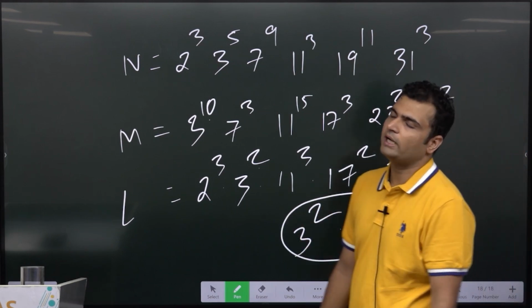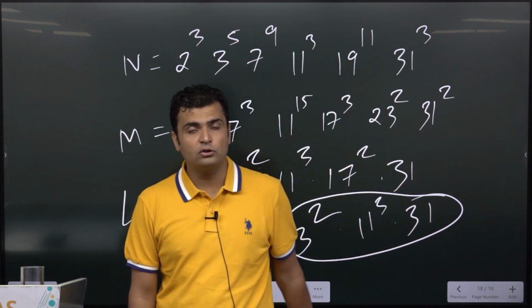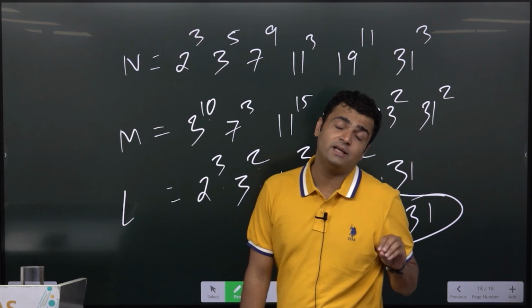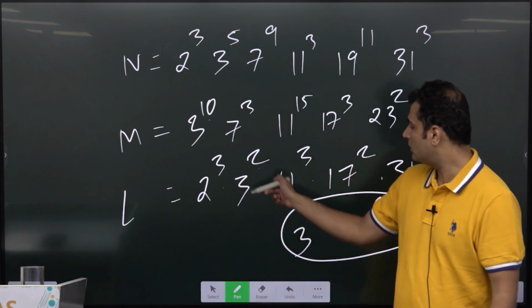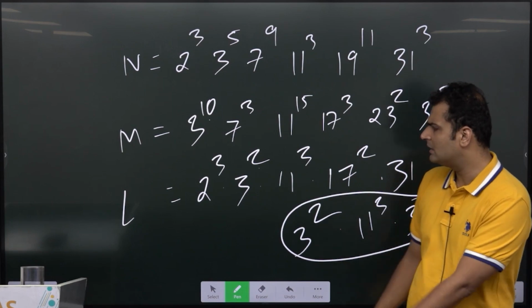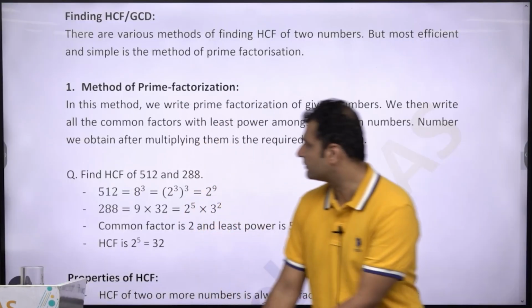All we have to do is write down the prime factorization, look for the common factors, and then put the highest common power over the respective prime numbers. That is the simple method to find the HCF.